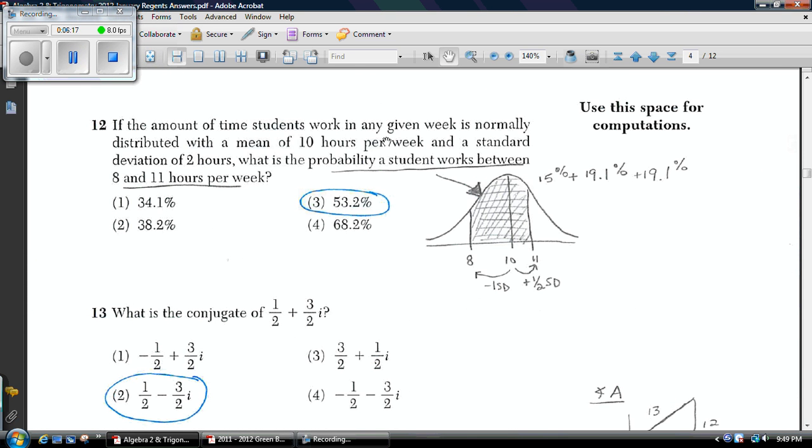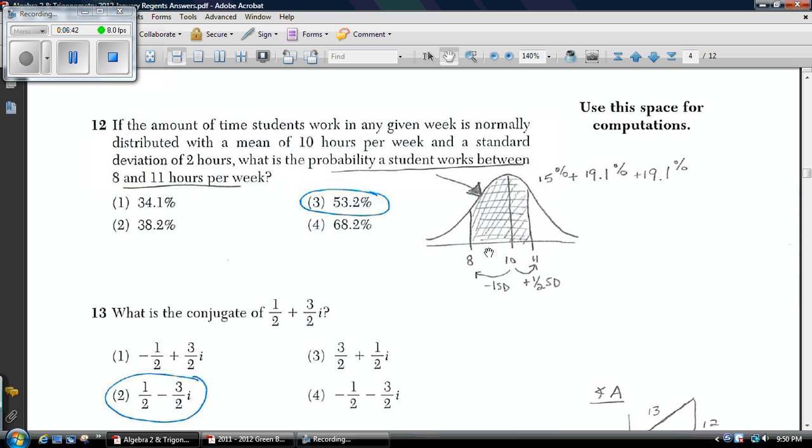If the amount of time students work in any given week is normally distributed with a mean of 10 hours per week, standard deviation of 2. So here's the important thing, right? Here's our mean. That goes in the middle of our bell curve. The reason I knew to use a bell curve is because it says it's normally distributed. Mean of 10 in the middle. Standard deviation of 2. What's the probability that a student works between 8 and 11 hours?